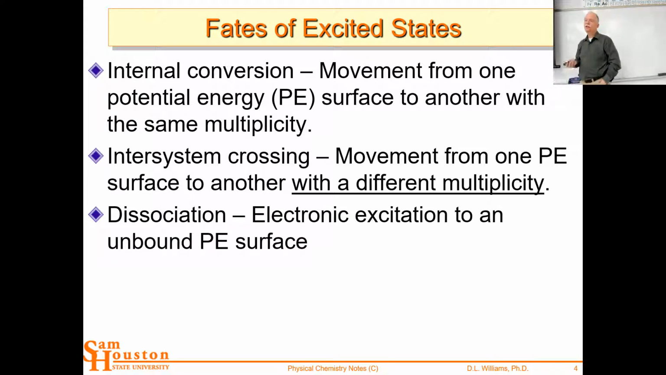You could have dissociation. You could hit a vibrational energy level, actually a point on the excited potential energy surface that was above all of the vibrations, and then just break the molecule apart. So if you hit iodine with UV light, it's going to go to the potential energy surface that would result in two atoms. So you could dissociate the molecule with light.